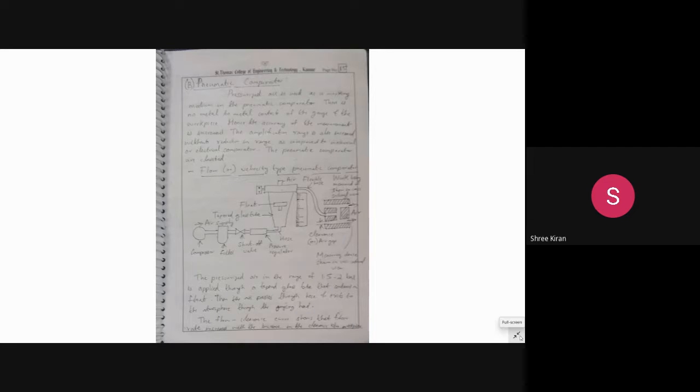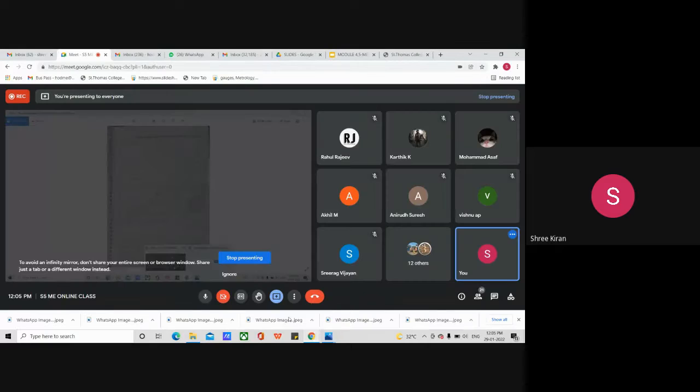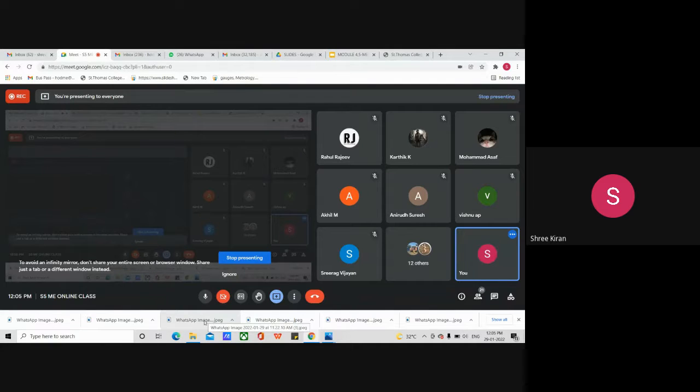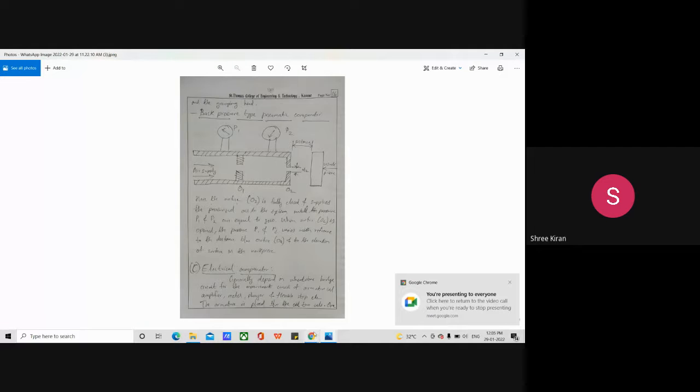Then, what happens here? A shut-off valve is present.